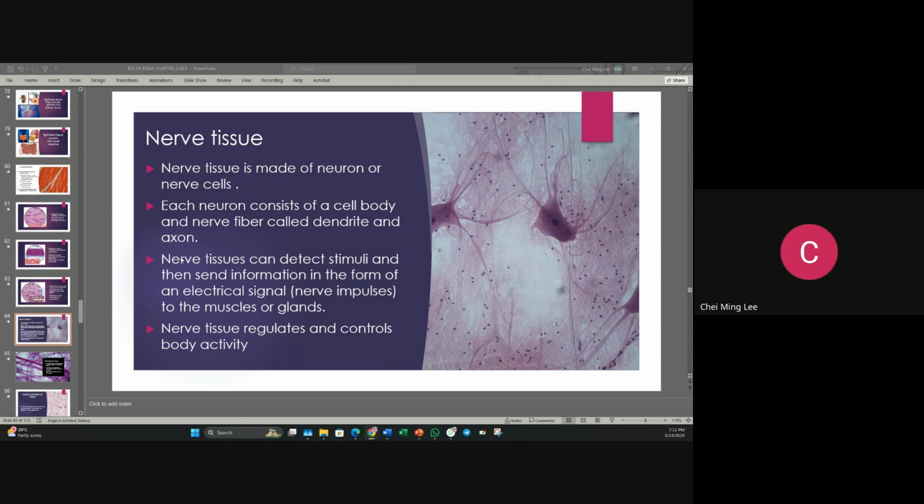So the nerve tissue can detect stimuli and then send the information in the form of electrical signals, which we call nerve impulses, to the muscles or glands. And the nerve tissue can regulate and control body activity. It's like the wire in your computer. If you want to send anything, you need an electric signal. The electric signal passes through the wire. So the nerve tissue is the wire.